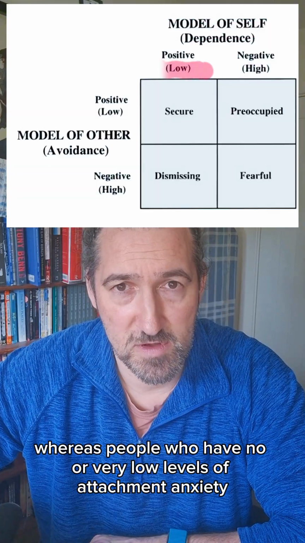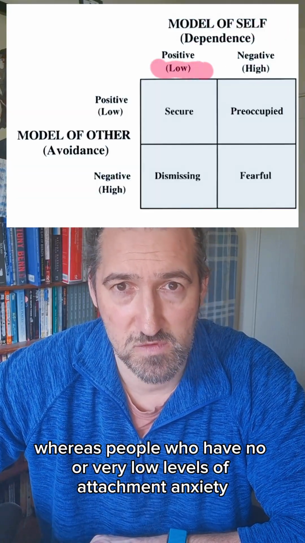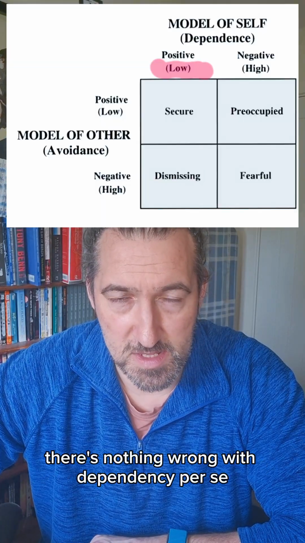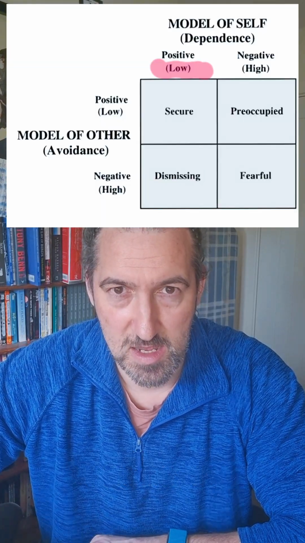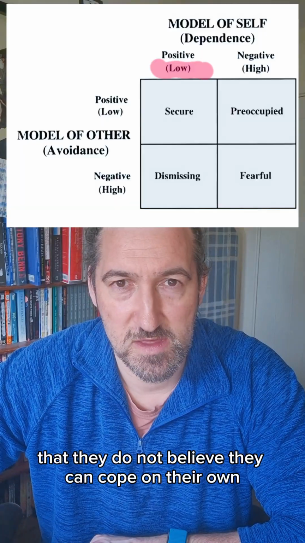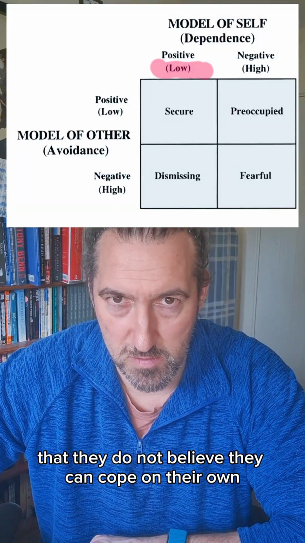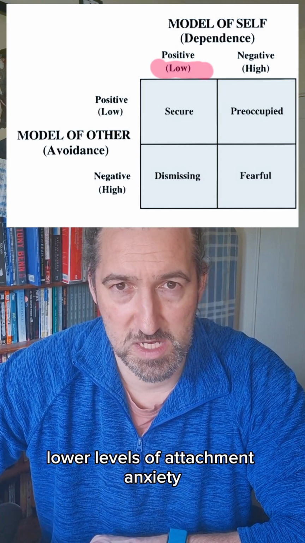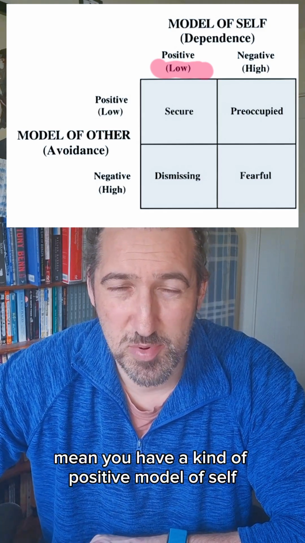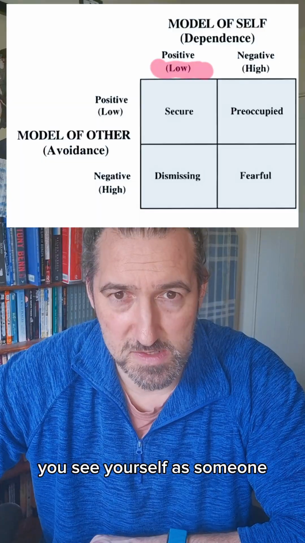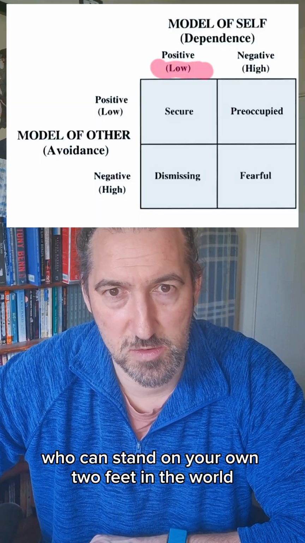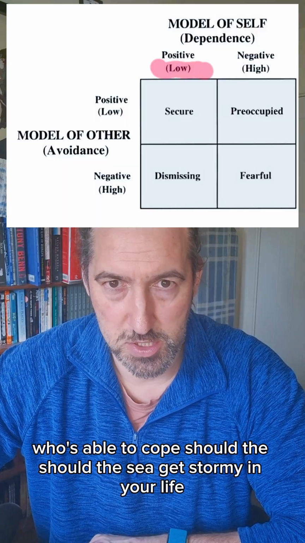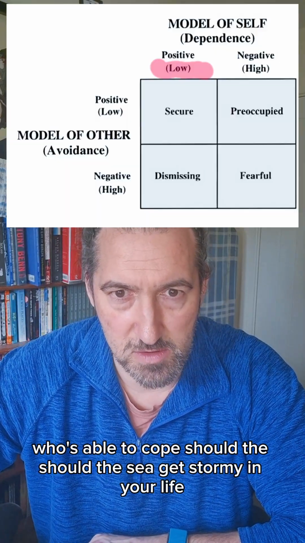Whereas people who have no or very low levels of attachment anxiety, they're not highly dependent. There's nothing wrong with dependency per se, but they don't have so much of it that they do not believe they can cope on their own. So they have a positive model of self. Lower levels of attachment anxiety mean you have a positive model of self. You see yourself as someone who can stand on your own two feet in the world, who's got your own back, who's able to cope should the sea get stormy in your life.